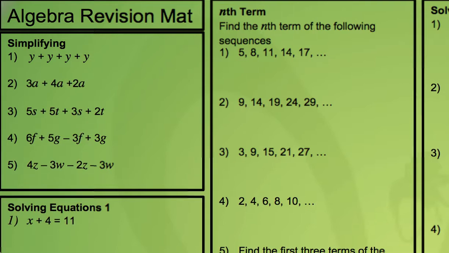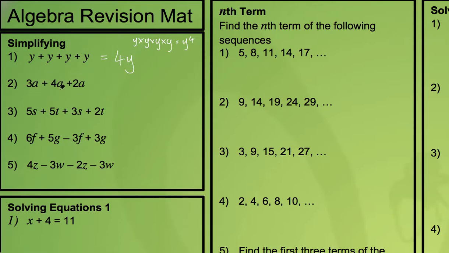So simplifying, y plus y plus y plus y, that is 4 lots of y. Not to be confused with y times y times y times y. If you've got the multiply sign, then that is a power. Y times y times y times y is y to the power of 4. But if it's just plus signs, that's nice and easy. You're just adding them together. You've got 4 of them.